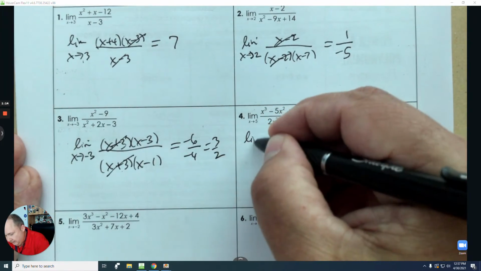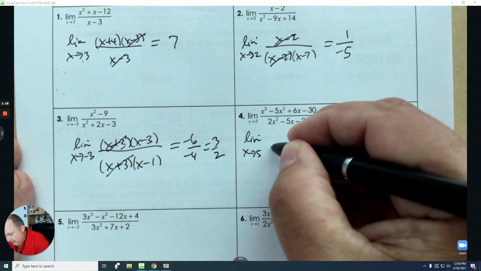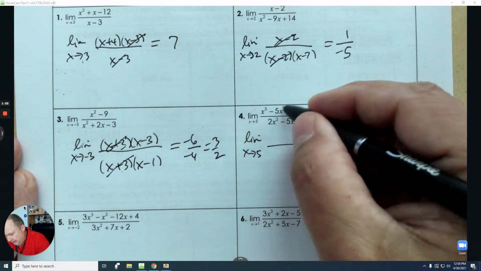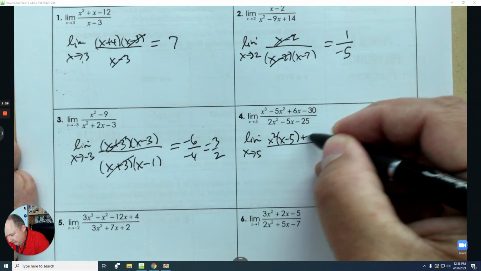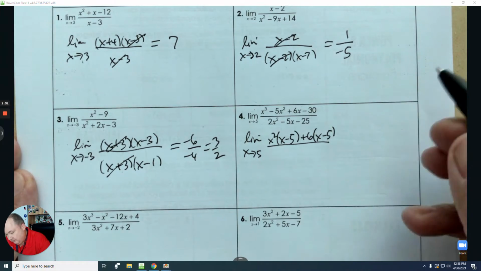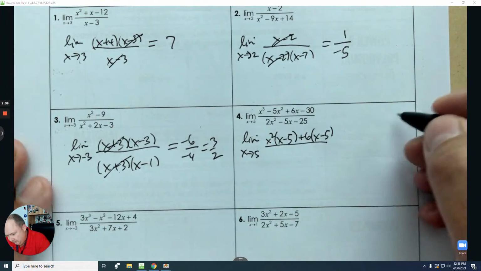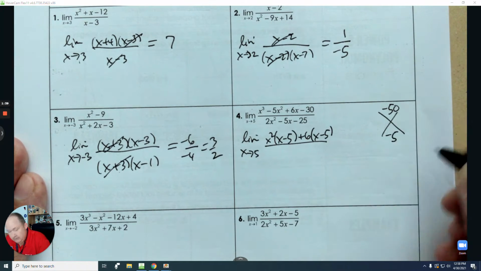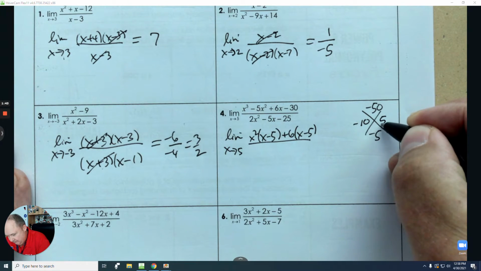a little more fun. Again, it's indeterminate. So to factor this, I'm going to factor out x squared. That leaves me with x subtract 5. I'm going to factor out a 6. That's x subtract 5. The denominator, again, is fun to factor. So 2 times -25, and -5. So the two numbers we're going to use are -10 and 5.